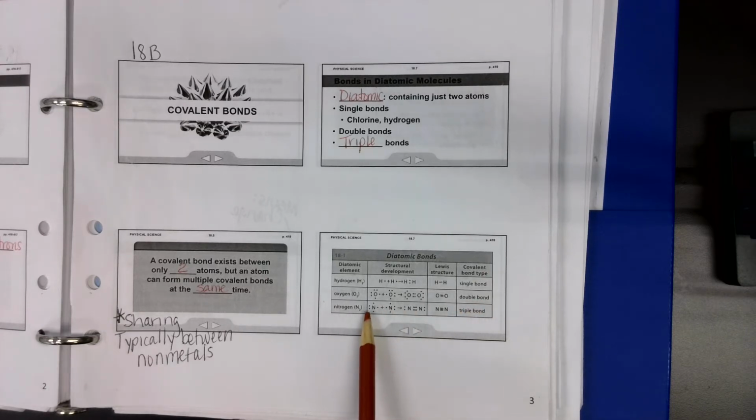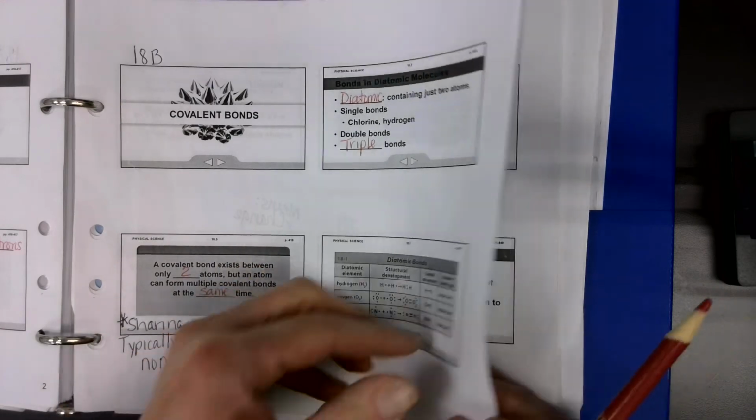And nitrogen, notice it has only 5 valence electrons. So nitrogen sharing with another nitrogen, in order to be most stable, is going to have to share 3 pair to get its octet, right? So it would be a triple bond.